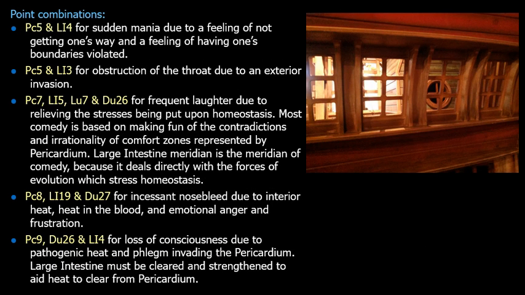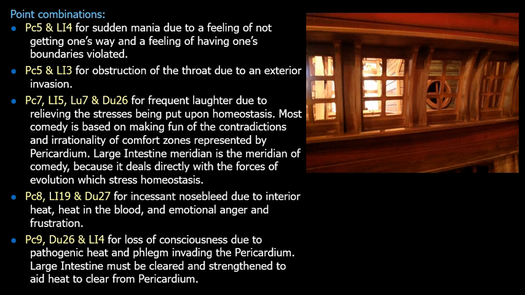Here are some point combinations between pericardium meridian and large intestine meridian. Pericardium 5 and large intestine 4 for sudden mania due to a feeling of not getting one's way and a feeling of having one's boundaries violated. Pericardium 5 and large intestine 3 for obstruction of the throat due to an exterior invasion.